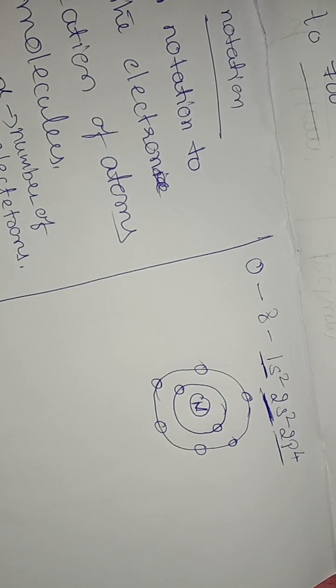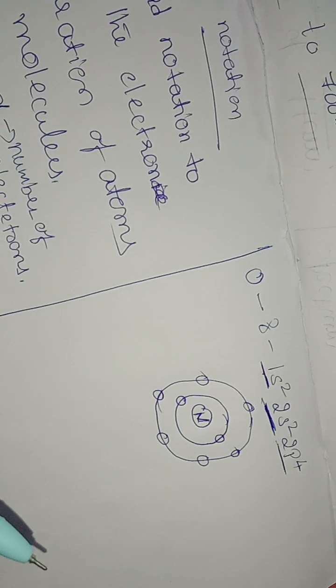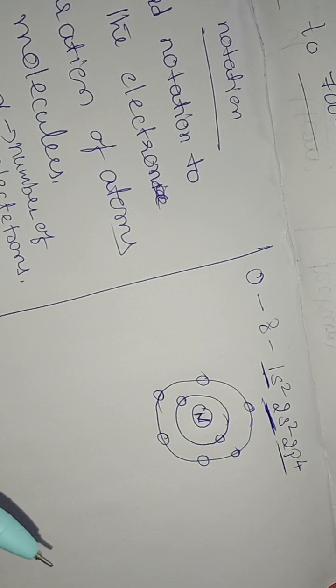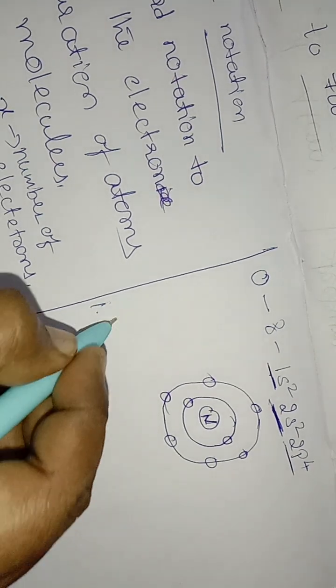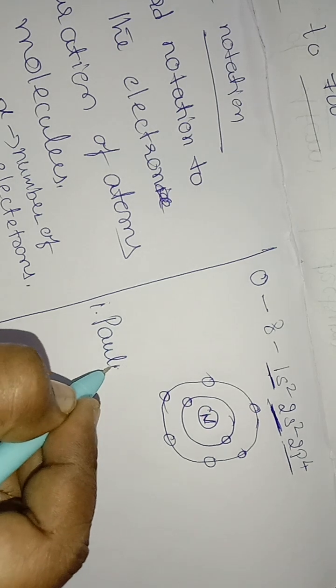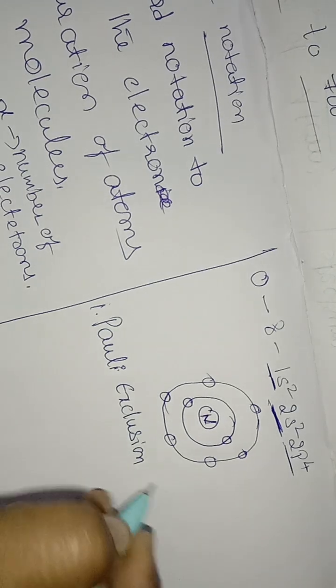Next, we have 3 rules we have to follow to describe the electronic configuration for more than one electron in an atom. We have to know some principles. We have 3 principles. The first one is Pauli's exclusion principle.